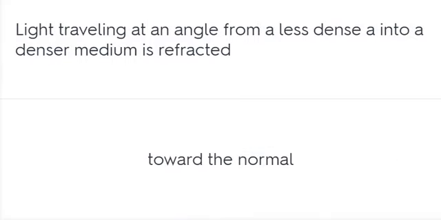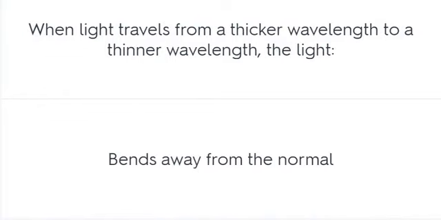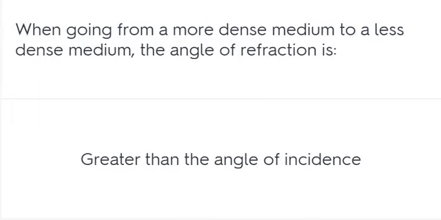Light traveling at an angle from a less dense into a denser medium is refracted toward the normal. When light travels from a denser medium to a less dense medium, the light bends away from the normal. When going from a more dense medium to a less dense medium, the angle of refraction is greater than the angle of incidence.